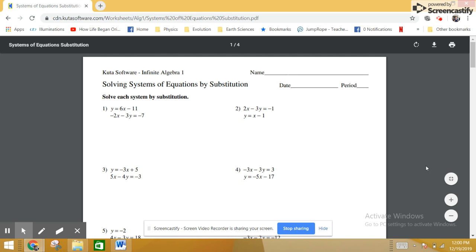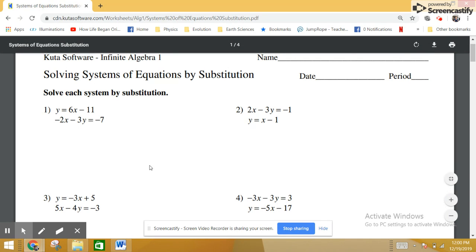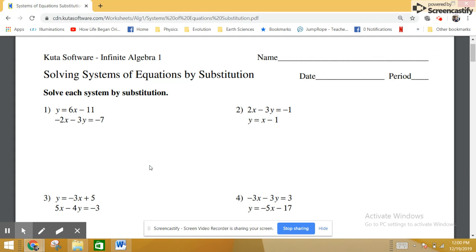Hi, this is Mr. Ward, and I'm going to do a couple of videos on solving systems of equations by substitution. Your homework, of course, is working through numbers 1 through 19 odd from the CUDA software worksheet that I gave you all in class.